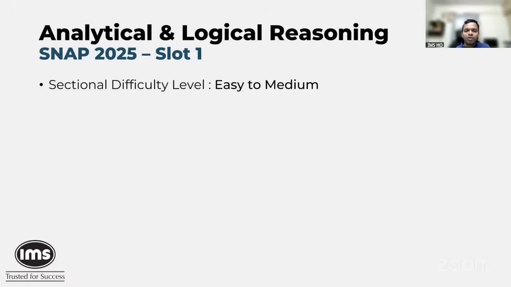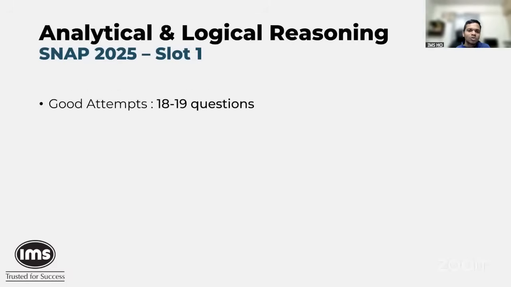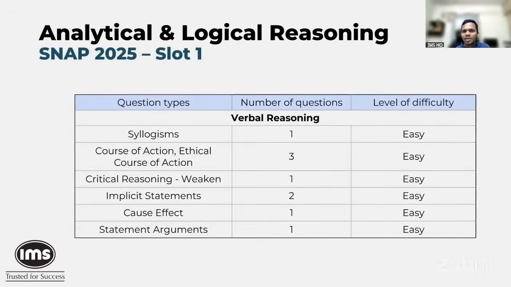So speaking of the analytical and logical reasoning section, overall, I would say easy to medium, with about 18 to 19 attempts being what somebody could have done.